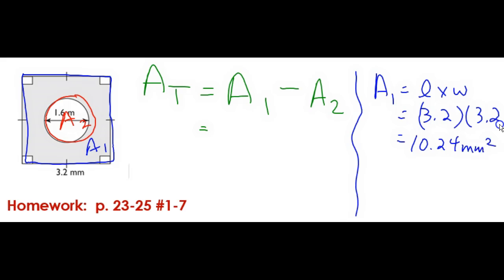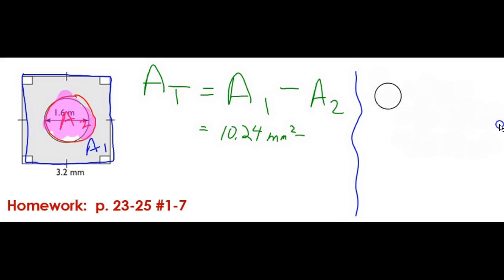So I'm going to go ahead and plug that in where I have an A1 over here. So 10.24 millimeters squared. And now the only thing left to do is to find out the area of this circle here, which will enable me to find the overall area of the shaded part. So let's do that next. So the area 2, what I called area 2, happens to be a circle. And the formula for the area of a circle is pi r squared. So to solve this, I need to know what the radius of the circle is.